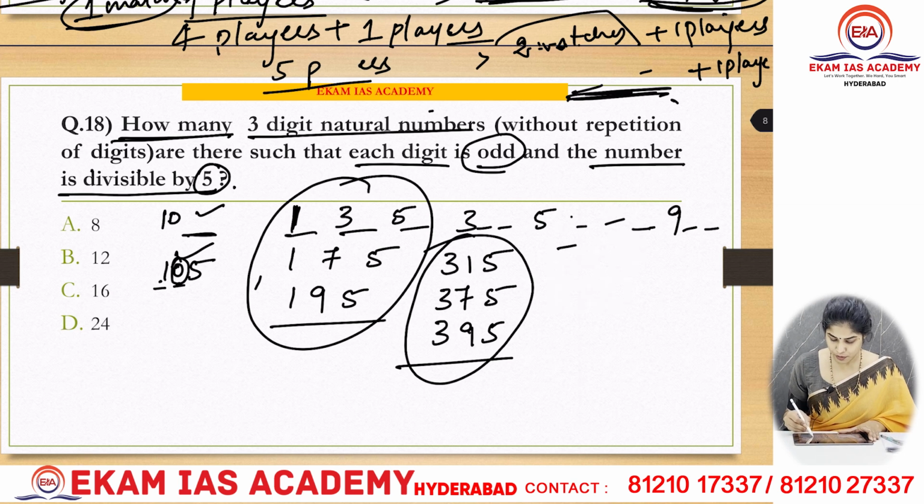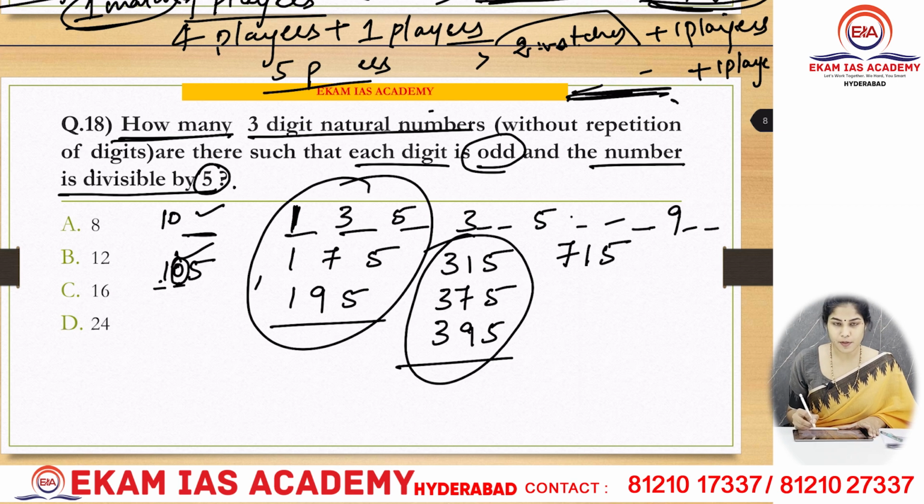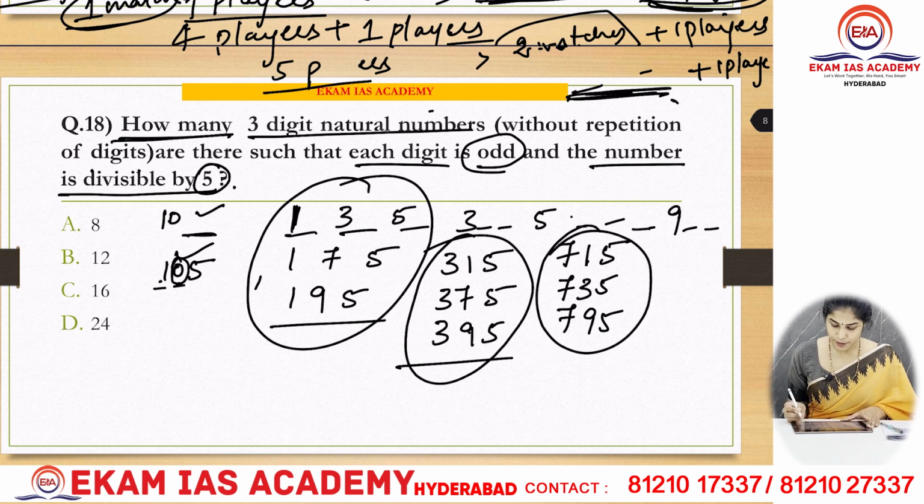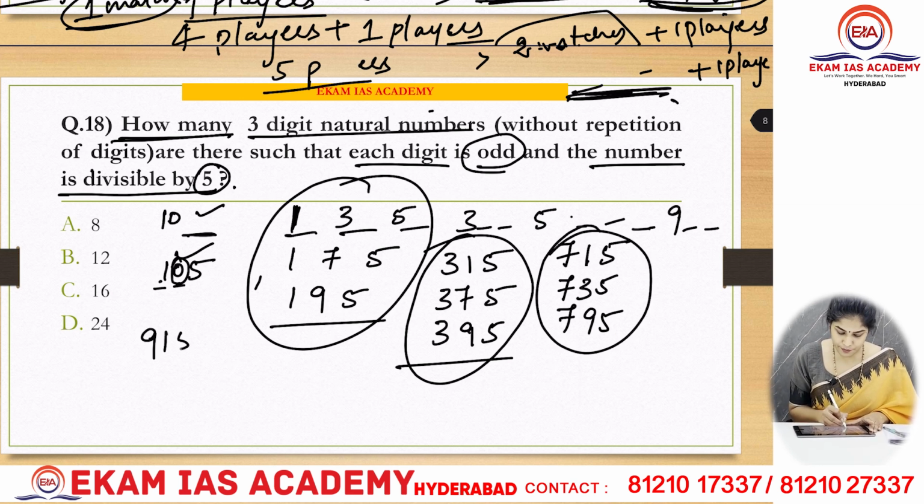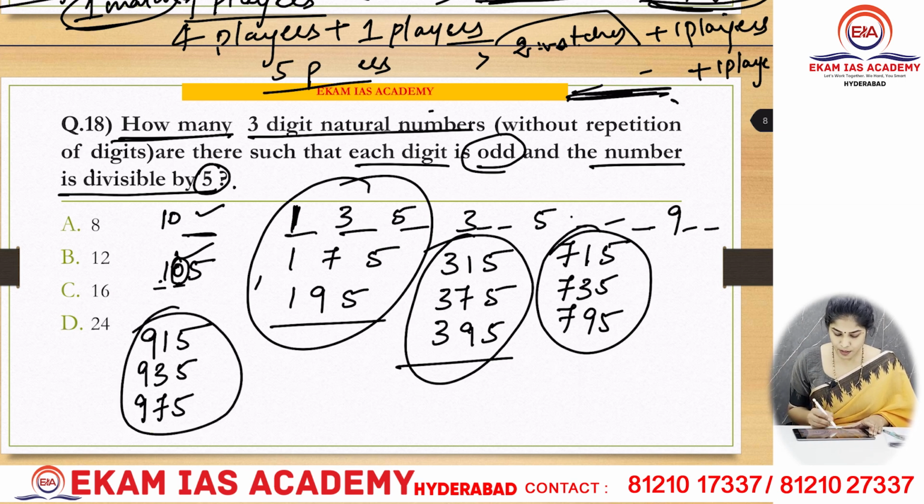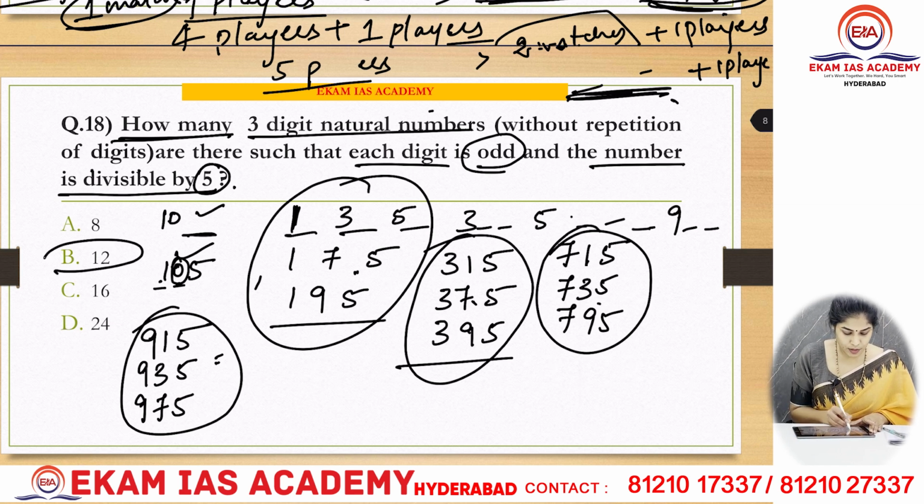500s are not possible. Now let's go to 700s. 715 is possible, right? 735 is possible, right? Again 775 is not possible because 7 and 7 are repeating. 795 is possible, right? Okay. Let's come to 900s. 915 is possible, 935 is possible and 975 is possible. So total how many are possible? 1, 3, 3, 3, 3. Total 12 is possible. So 12, B is the right answer.